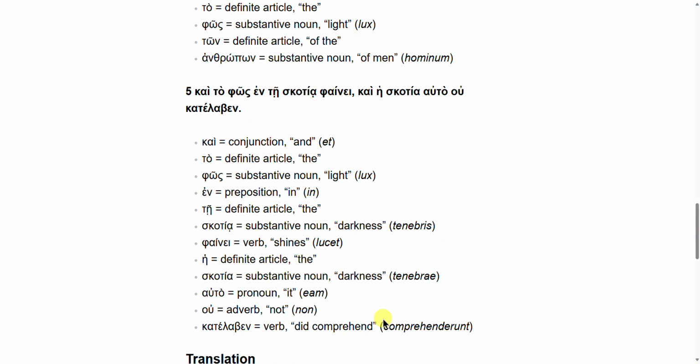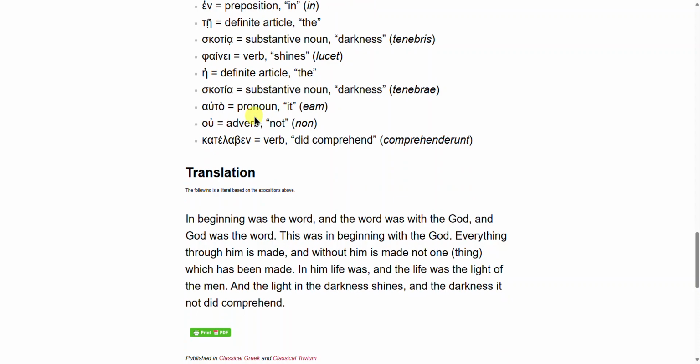The goal in Greek reading, like Latin reading, is to simply know what the language says and what the possible translations might be, what possible interpretations might exist. So that's our goal. So we're not going to get into the meaning of that word, just identify this verb, kateleben, as meaning did comprehend or comprehenderunt in Latin. So we have kai to phos, and the light in the darkness shines, and the darkness it not did comprehend. And that's the end of verse 5. And that brings us to the end of these 5 verses.